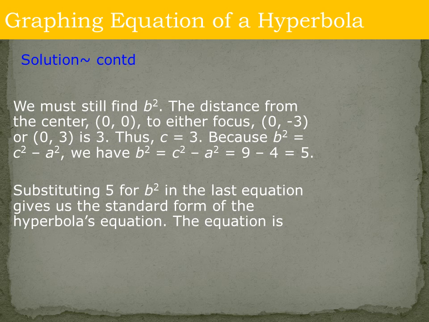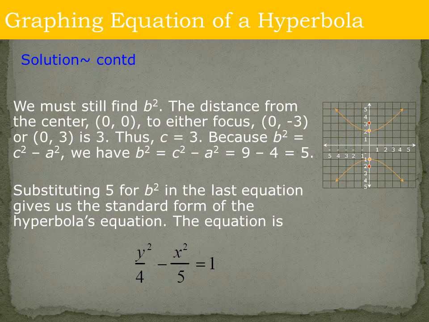Substituting 5 for b squared in the last equation gives us the standard form for the hyperbola's equation. The equation is y squared over 4 minus x squared over 5 equals 1. And we can see the hyperbola in standard form graphed on the right-hand side of the screen.